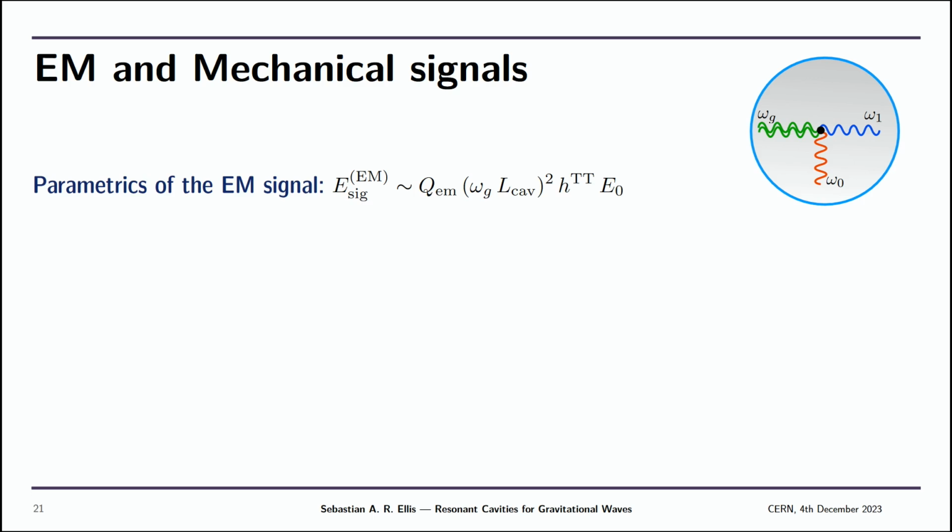So in terms of the parametrics of the two signals, remember I said that these two signals coexisted. In the case of the electromagnetic signal, remember photons are the ruler here, and we're in the long wavelength limit.